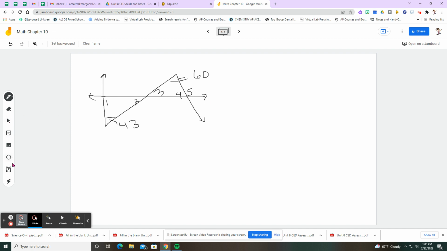With what we know, if this is 43, this angle right here is a 90-degree angle. I can tell that just by looking because those lines are perpendicular. So I know that 1 is 90. So 1 is 90, plus the 43 that's there, plus x for angle number 2, and all three of those add up together to give 180. Well, 90 plus 43 gives me 133.